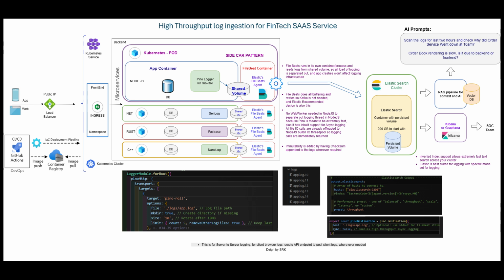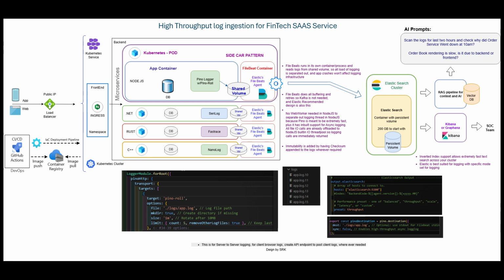So this is basically a Kubernetes design. This is a Kubernetes pod, and you have a sidecar pattern where basically two containers are in the same pod, and you have a shared volume. The app container for the Node.js has a Pino logger configured. I'm going to show you how it's configured, we have a demo also. So it's writing to this shared volume, and from this shared volume between the two containers, the FileBeat container is picking the logs, reading them, and then pushing them to Elasticsearch.